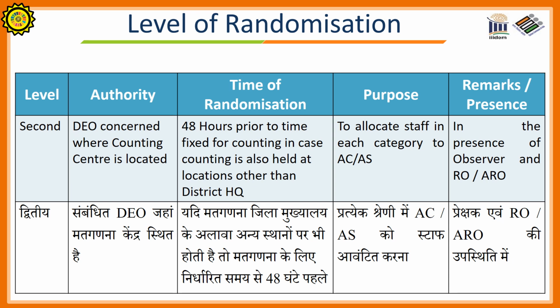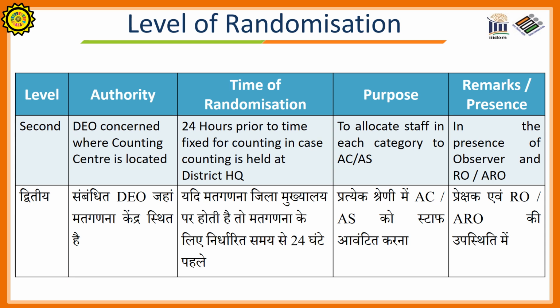It is done in the presence of the observer and RO, and ARO in the case of parliamentary election. If the counting center is located in the district headquarters, then the second randomization will be done 24 hours prior to the time fixed for the counting.